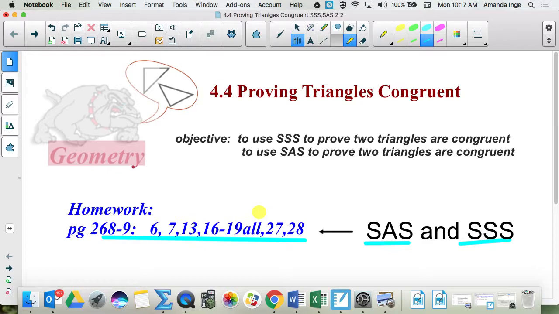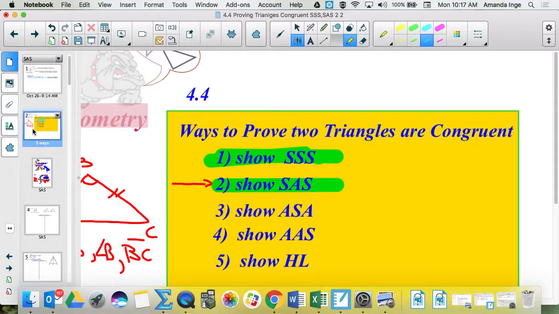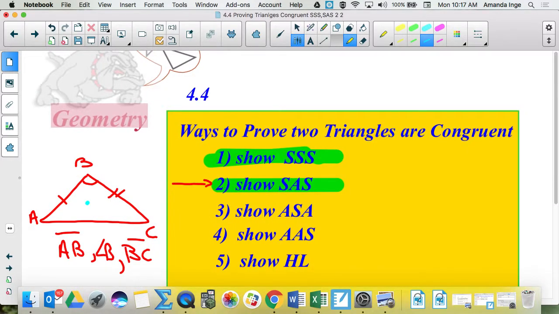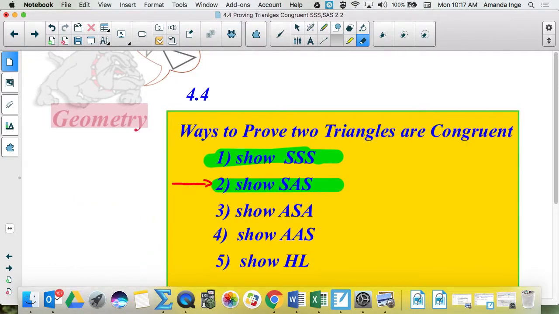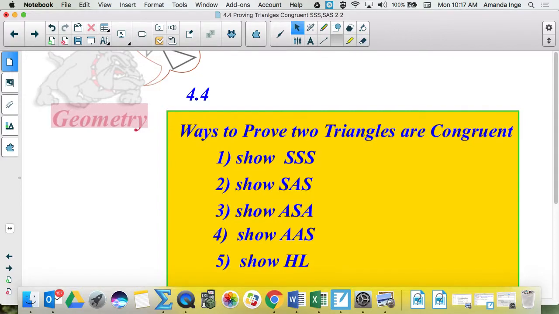So there are actually 5 ways to prove triangles are congruent. Those 5 ways I've listed up here, so you might want to make a list of all of them in one place. The first I have listed is to show that corresponding sides are congruent. If corresponding sides are congruent, then the triangles are congruent.